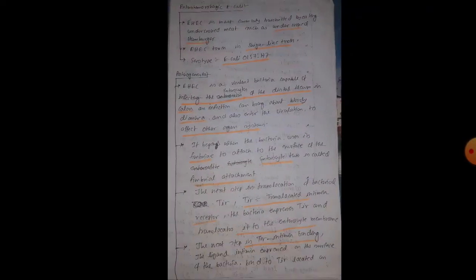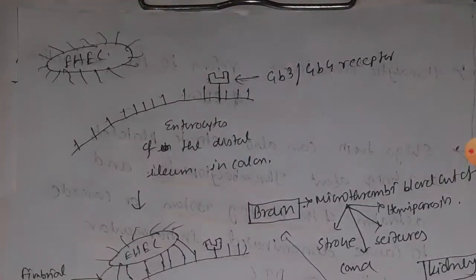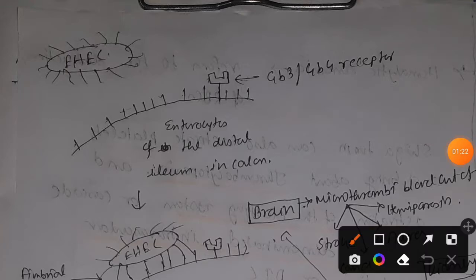So let's talk about the pathogenesis. We are going to use this diagram to understand the pathogenesis. Enterohemorrhagic E. coli is a very virulent bacteria. That means whenever I tell you that a bacteria is virulent, make sure that it causes some infection which will be dangerous for the host. Okay, so EHEC is a kind of enterohemorrhagic E. coli.